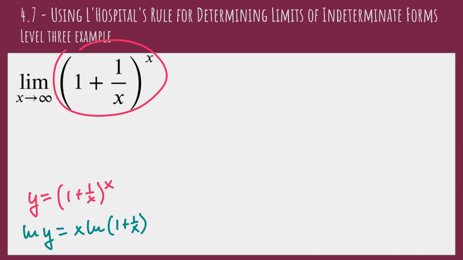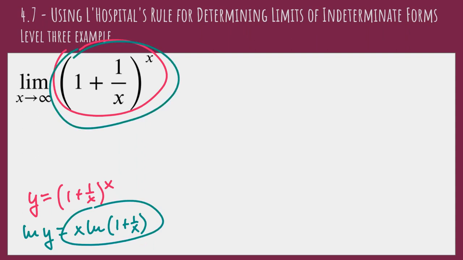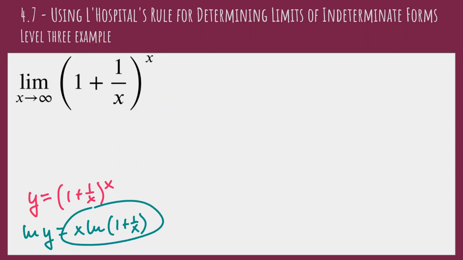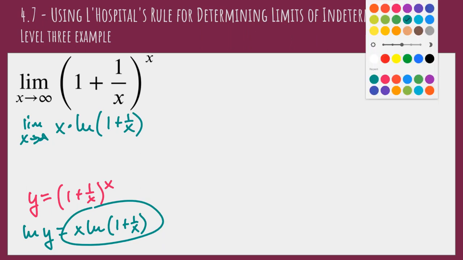So the x can go out front and we rewrite it as this. What I'm going to do here is take the limit of this expression, and remember that what we're really finding is the limit of the natural log of this expression. And then after we do that, we can take into account that it's the natural log and go from there. So I'm going to look at the limit as x approaches infinity of x times the natural log of 1 plus 1 over x.